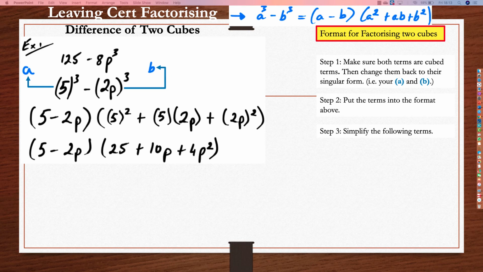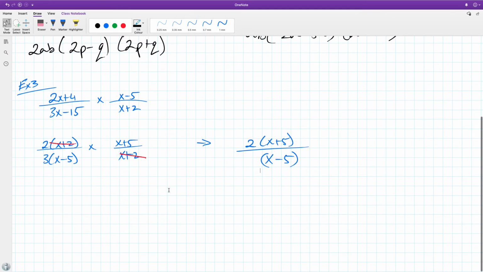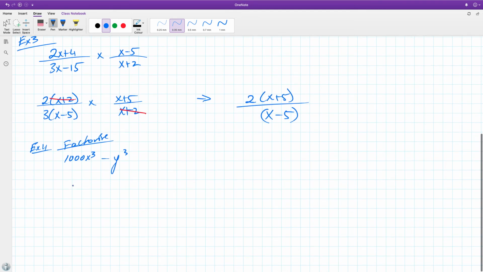Right, let's have a go at that one. So, that is 1000 x cubed minus y cubed. That 1000 x cubed becomes 10x cubed minus y cubed.